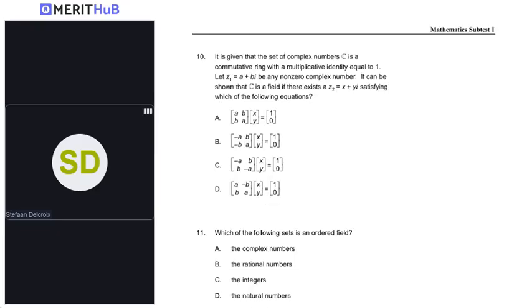Let's have a quick look at 11 and then spend our last 10 minutes on 10. Question 11. Which of the following sets is an ordered field? Complex numbers, rational numbers, integers, or the natural numbers? Correct. So the answer is not A. That is, the standard array is not an ordered field. Why is the answer not C or D?